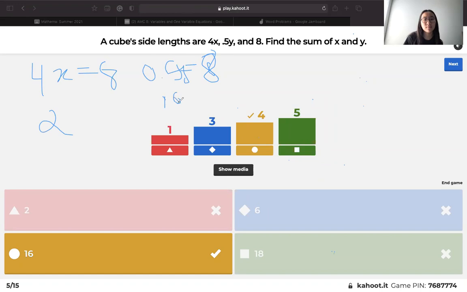Did I do this wrong? Wait, Yolanda, is this wrong? Shouldn't it be 18? I got 18 when I did it. Okay, well, whatever. I think it's supposed to be 18, but yeah, sorry about that. We didn't correct this answer.